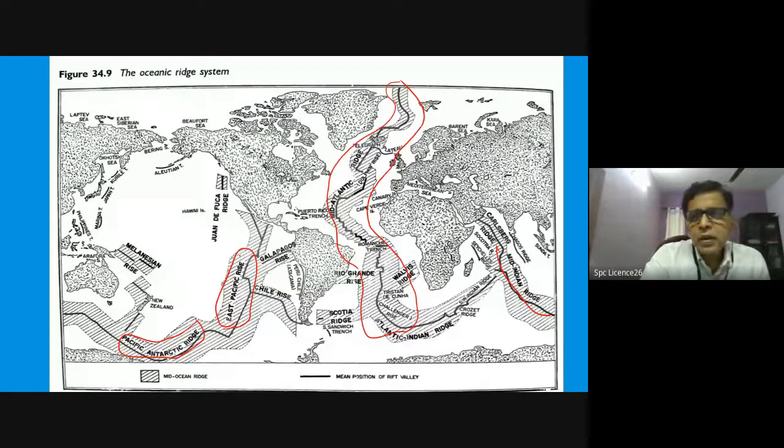As far as the Indian Ocean is concerned, you have some reference, so you can say it's called the mid-Indian ridge as well, not exactly towards the center, but that is how things are placed as far as the oceanic ridge systems are concerned.